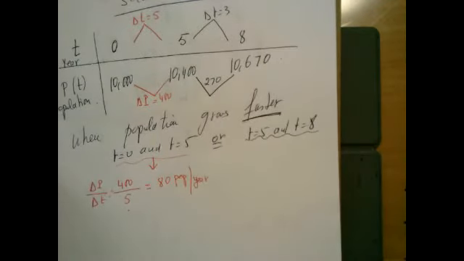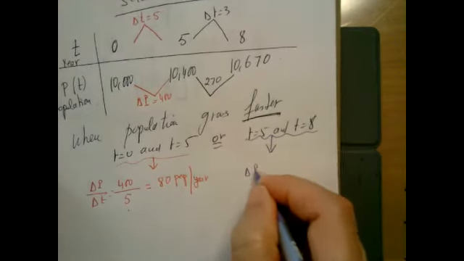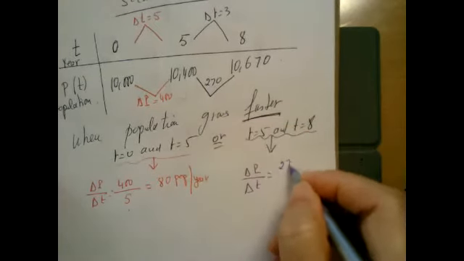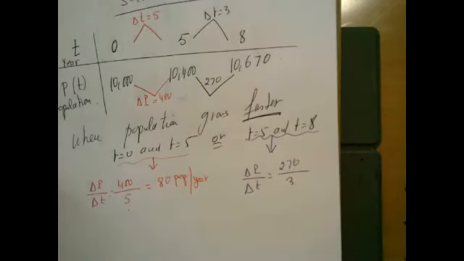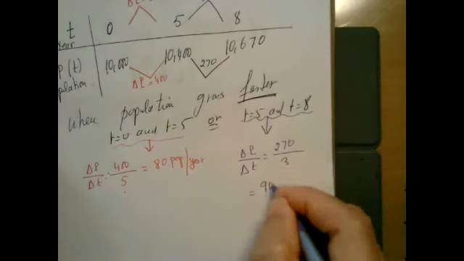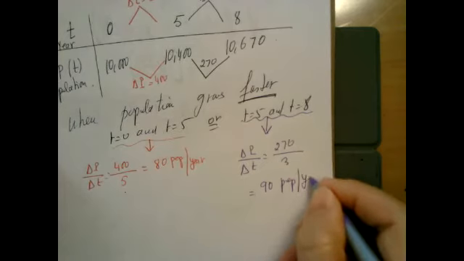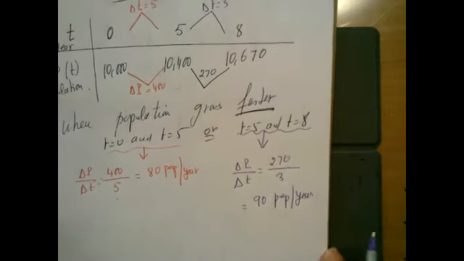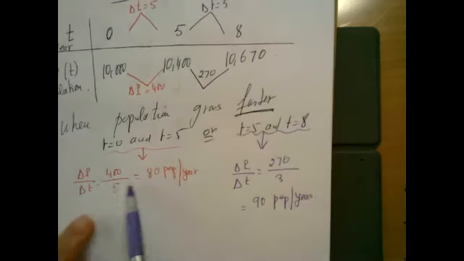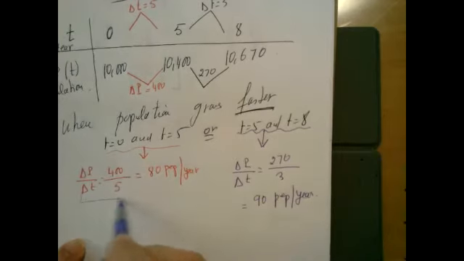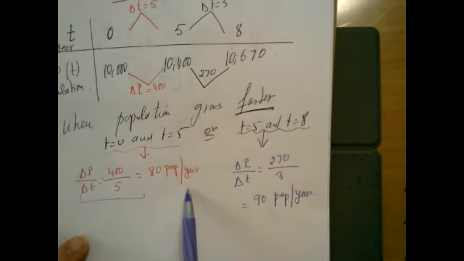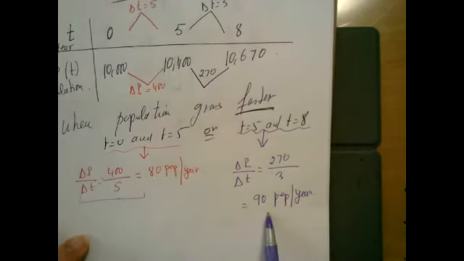So to be able to compare, I really would like to know how much per year. So here it grew by, that's how much? It grew by 270 over a 3 years period. It means it grew by 90 people per year. Okay, so to be able to compare the speed at which the population is changing, I really have to compute what we are going to call the average rate of change. So on average, here it was growing by 80 people per year. On average, this is growing by 90 people per year.